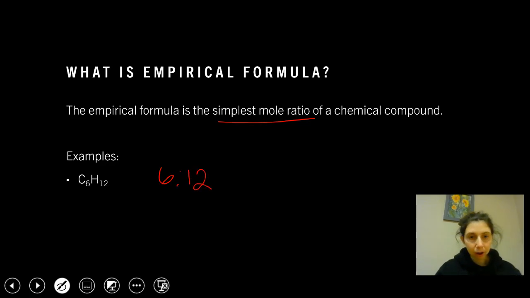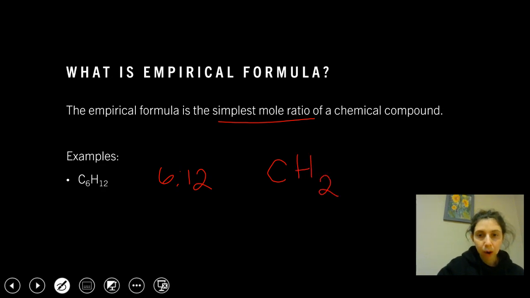Well, we can simplify this by thinking about what is the greatest common factor. Both 6 and 12 can be divided by 6. 6 divided by 6 is 1, so we would have 1 carbon, and 12 divided by 6 is 2, and 2 hydrogen. So for every 1 mole of carbon, we have 2 moles of hydrogen. So that would be the empirical formula. We can simplify C6H12 by dividing both subscripts by 6 and getting the empirical formula.